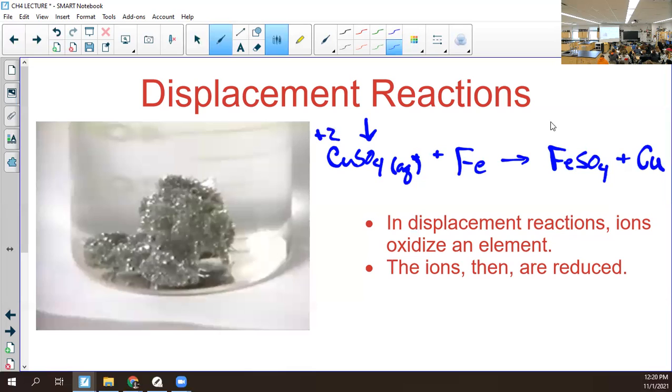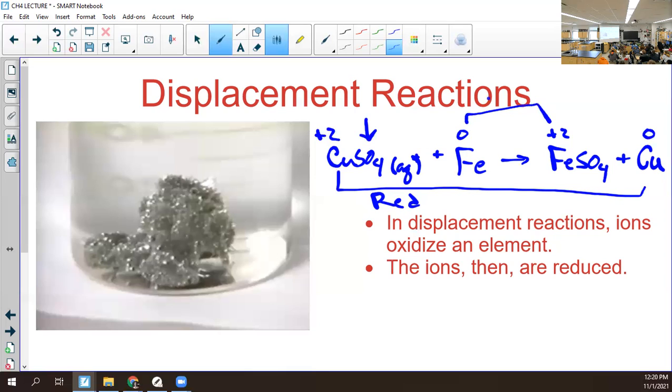We had a plus 2 and it became a 0, right? We had a 0 and it became a plus 2. So hold on. Copper went from positive to more 0. So we'd say it was reduced. It gained. Whoever said that, you were right. I just went short this time. So copper was reduced, which means iron was what? Oxidized. So here you go. Copper can cause iron to be oxidized.